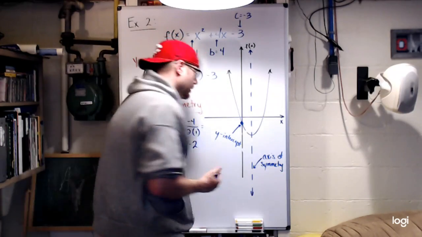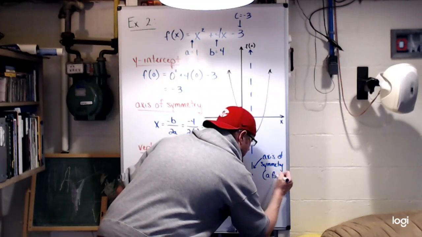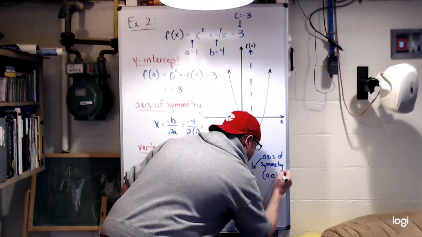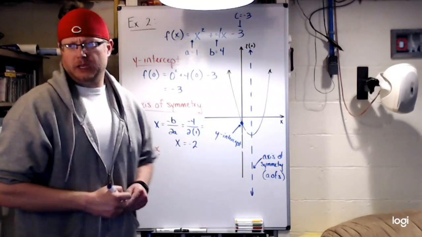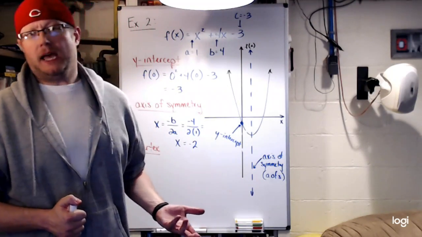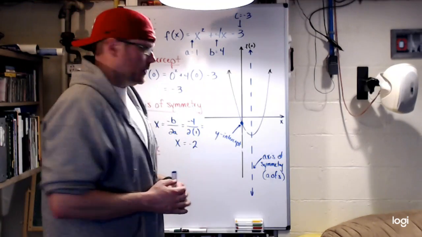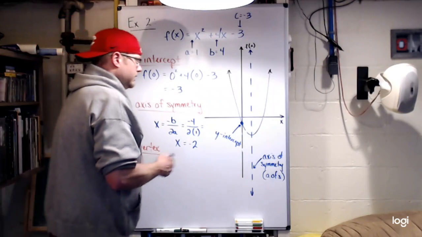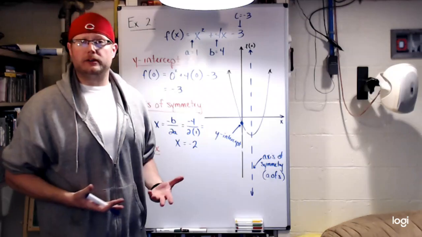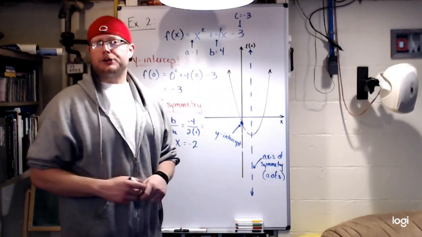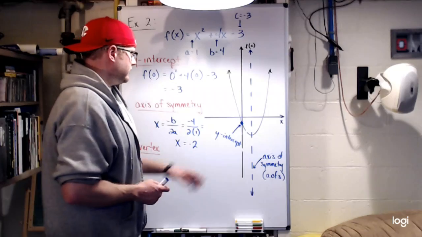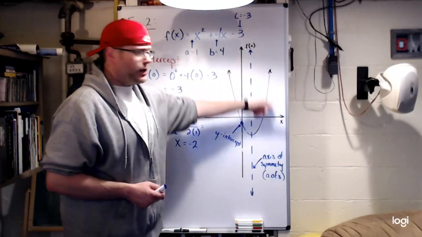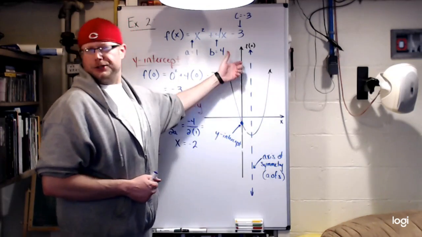Sometimes I abbreviate it. I just say A of S. Either way is fine, so I call it axis of symmetry, A of S, if you want to do a little shorthand. The last thing is your vertex. Your vertex is your highest or lowest point of your parabola. It's the point where it changes directions, right? So if it's U-shaped, it's your lowest point. If it is shaped like an arch, upside down, it's your highest point.